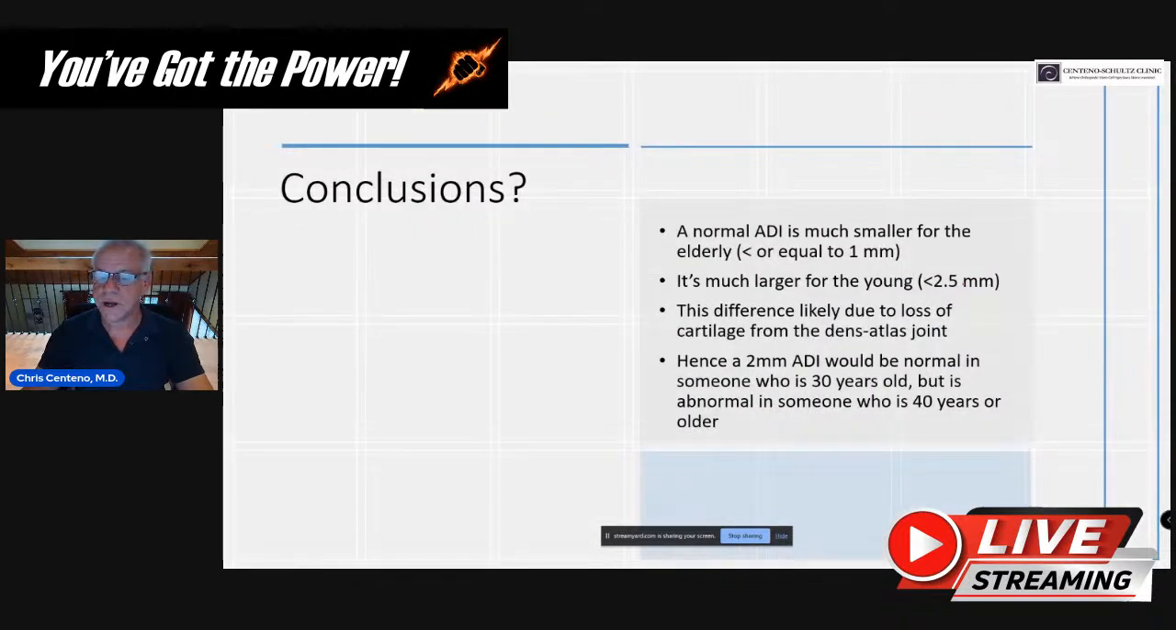So in conclusion, a normal ADI is much smaller in the elderly, at or equal to 1 millimeter. Yeah, that's right, a normal ADI. It's much larger in the young, so there we're at a tolerance of about 2.5 millimeters. So if it's 2 millimeters and you're young, it's probably normal. But if it's 2 millimeters and you're old, it's abnormal. And the difference is likely due to that lost cartilage in that joint there.